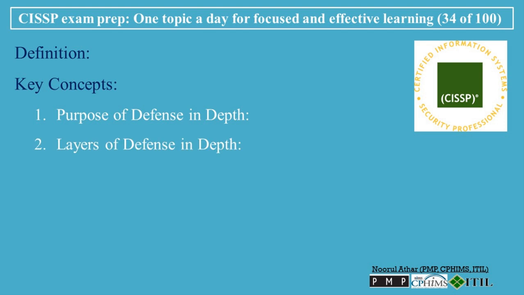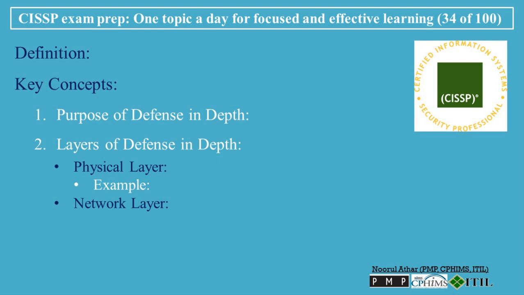2. Layers of defense in depth. Defense in depth is often visualized as a series of layers, each with specific security controls to protect assets at various stages of access or compromise. These layers typically include: Physical layer, protects the physical infrastructure of the organization, including data centers, offices, and equipment. Controls include locks, surveillance systems, security guards, and access control systems. Example: biometric access control or security badges to limit physical access to data centers.